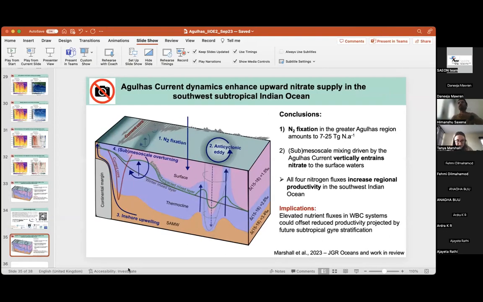First question is, have you looked at how changes in the Southwest Indian Ocean during ENSO events influence nitrogen fixation?